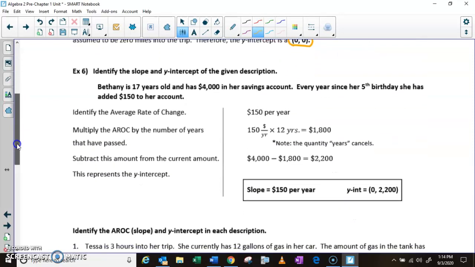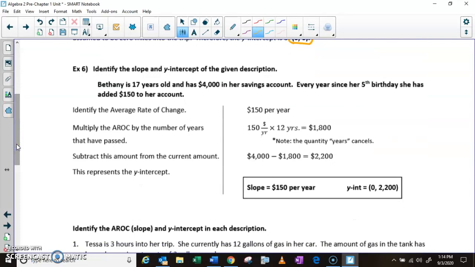All right, our next example. Identify the slope and y-intercept of the given description. Bethany is 17 years old and has $4,000 in her savings account. Every year since her 5th birthday, she has added $150 to her account.